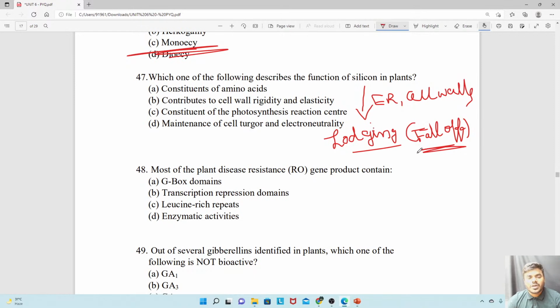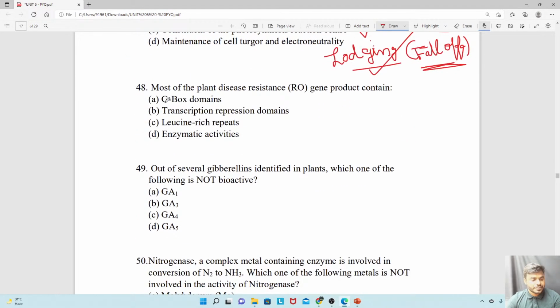So when there is silicon, obviously it contributes to the cell wall becoming rigid and elastic because it is deposited in the cell wall. As a result, if the cell wall is stronger, the plant will never be weaker. If the cell wall is not rigidified, the cell wall becomes weaker, and obviously the entire plant becomes weaker. There is a chance that the plant undergoes the process of lodging. Question number 48.